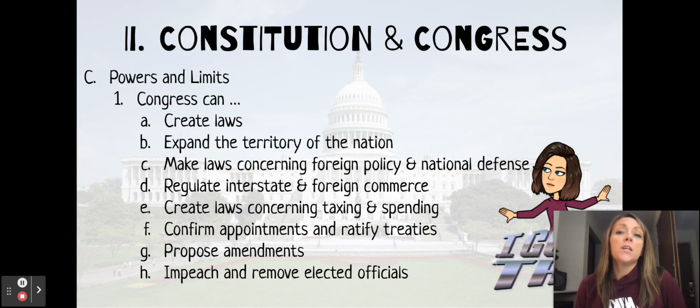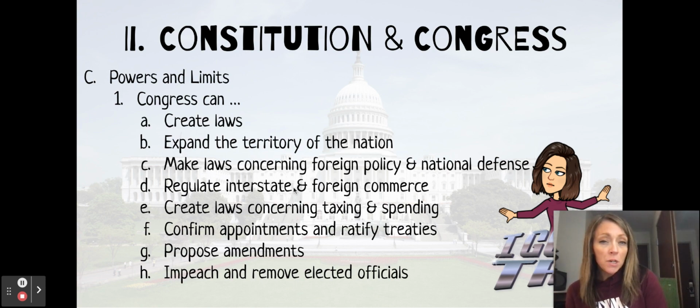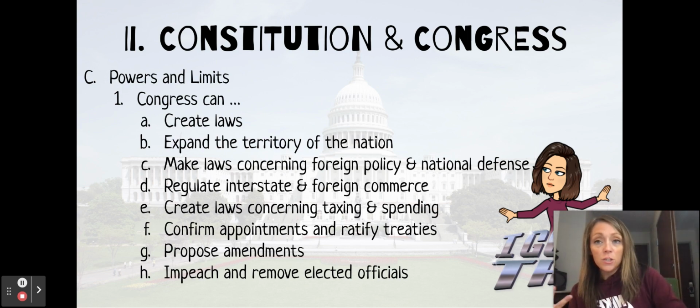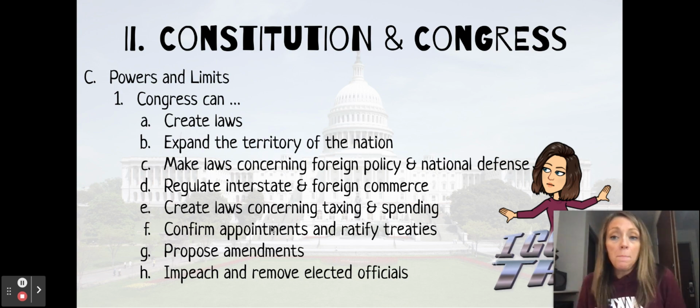They can also make laws concerning foreign policy and national defense. So we already know they can make laws, but with this specific power, they're able to focus in on foreign policy and national defense. They can regulate interstate commerce and foreign commerce. And we've talked about this specific clause. This is called the Commerce Clause. Whenever you think of commerce, I want you to think of money, kind of like Commerce Bank. So interstate commerce, we know, is commerce that goes between the states. And foreign commerce, obviously, is going to be money that transfers between the United States and other countries.